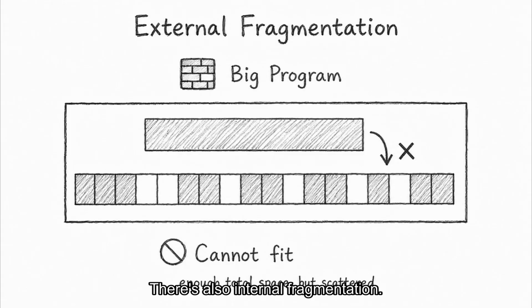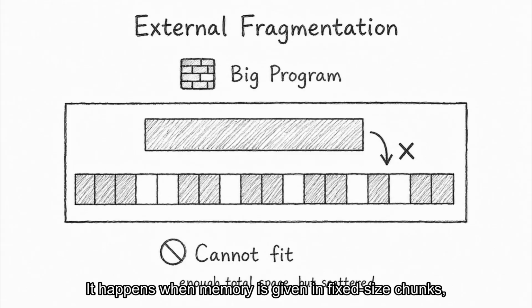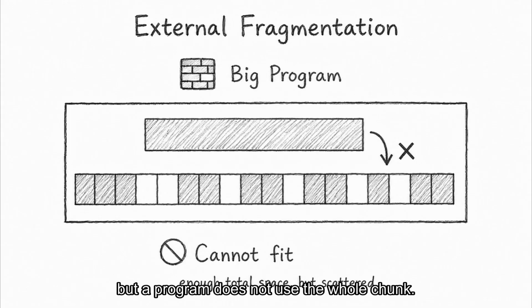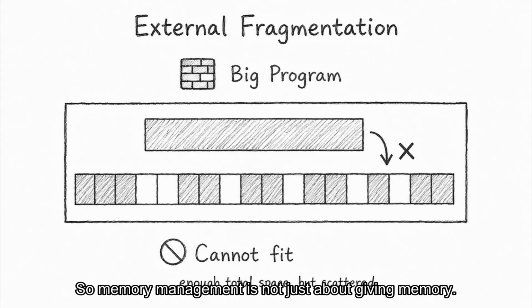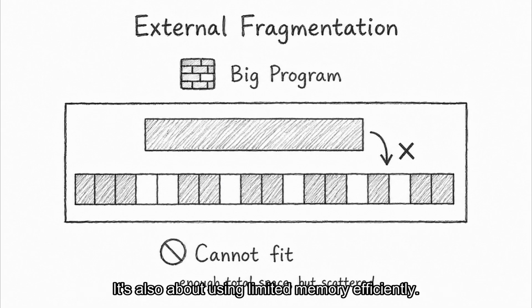There is also internal fragmentation. It happens when memory is given in fixed size chunks, but the program does not use the whole chunk. For example, if the system gives 4 KB of space, but the program only needs 3 KB, then 1 KB is wasted inside the chunk. So memory management is not just about giving memory, it's also about using limited memory efficiently.